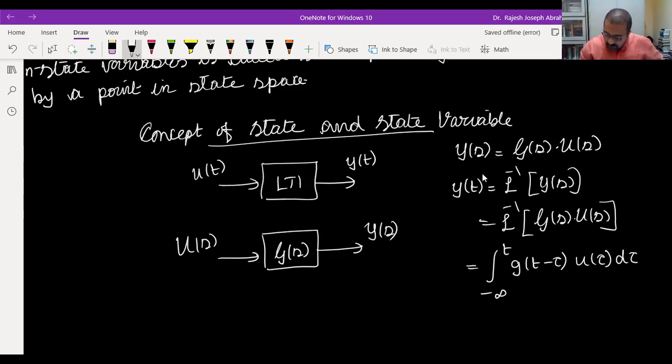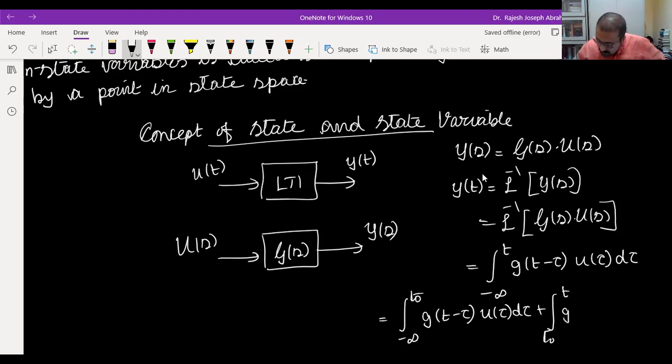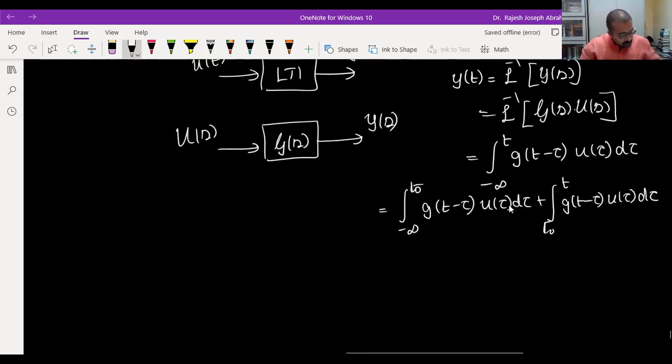Now this time interval can be split into two: integral from minus infinity to t naught of g of t minus tau, u of tau, d tau, plus integral from t naught to t of g of t minus tau, u of tau, d tau. In this way you can split it into two components, one from minus infinity to t naught, and the other from t naught to any given time instant t.